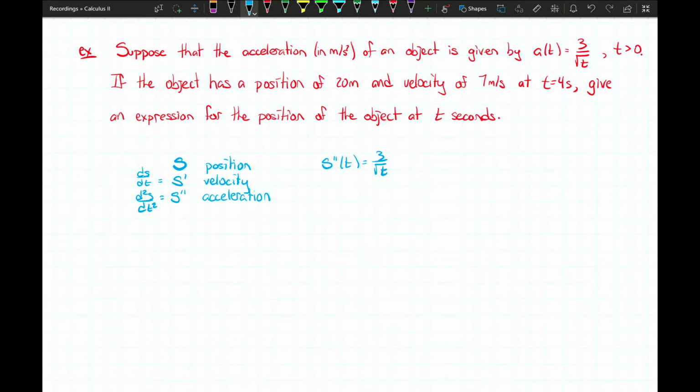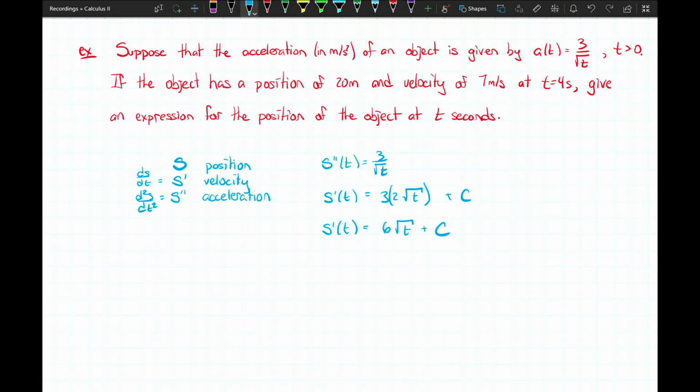Now, when we're looking at the antiderivative, instead of just going to a capital letter, we can get rid of one of the little derivative ticks. And so the antiderivative of s double prime of t would simply be s prime of t, or velocity. And here we've got 3 times t to the negative 1/2. So we'll add 1 to the power to get t to the 1/2, and then we have to divide by 1/2. That's the same thing as multiplying by 2. And that gives us 6 root t plus an arbitrary constant.